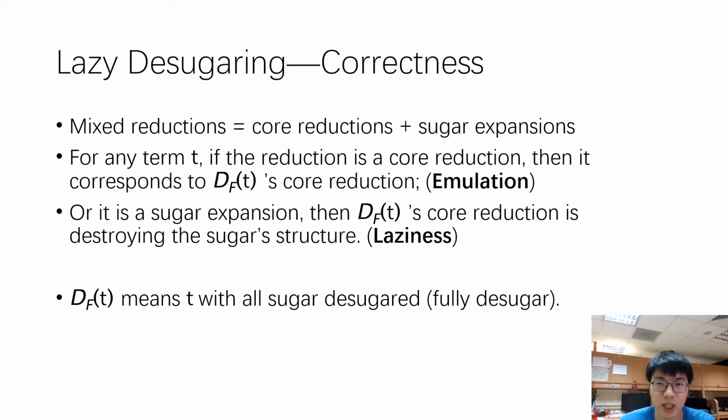For the core reduction, we make it correspond to one step on the fully desugared terms, that is emulation. And for sugar expansion, on the fully desugared terms, a one-step reduction in the core language will destroy the expanded sugar's structure, that is laziness.